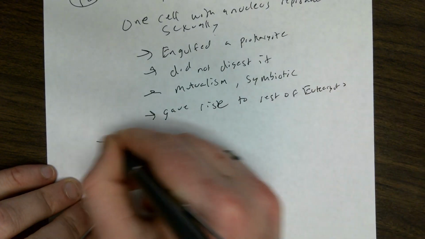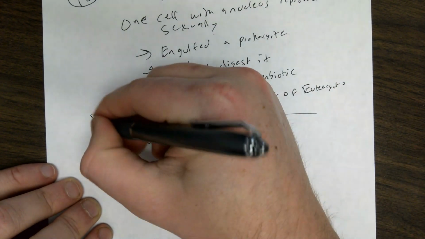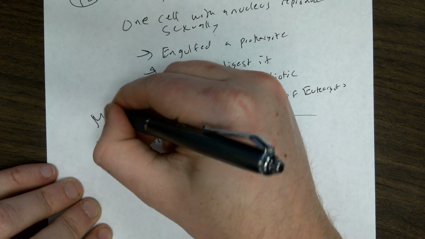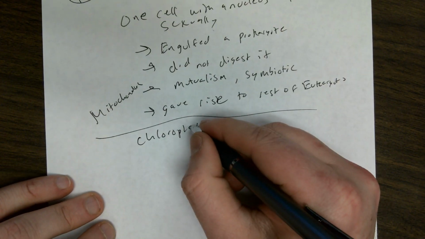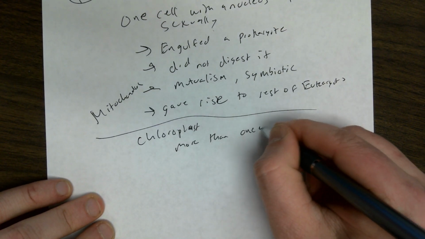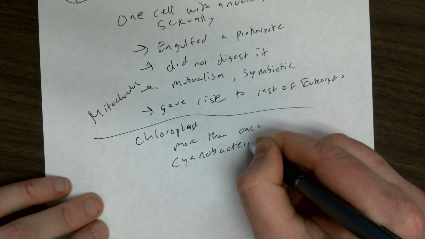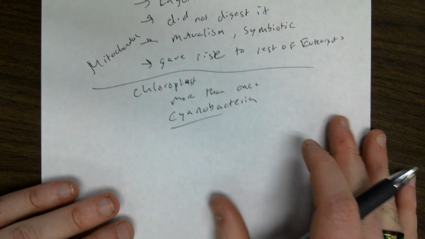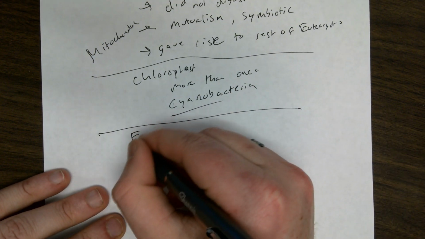And then this one is weird. So that's how the mitochondria came to be. For the chloroplast, it happened more than once, but not in all. And it was a cyanobacteria. That's our bacteria that can do photosynthesis. How do we know these things? Well, there's a couple pieces of evidence.